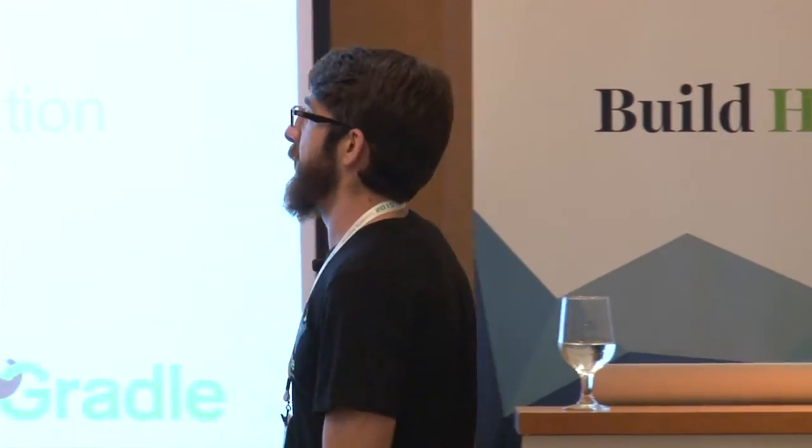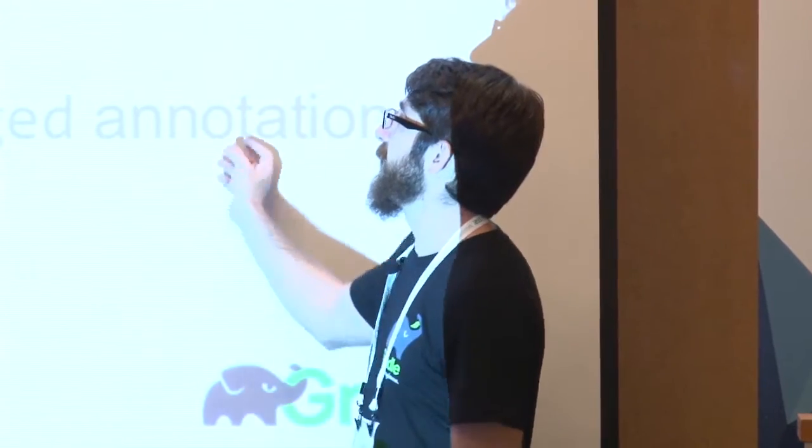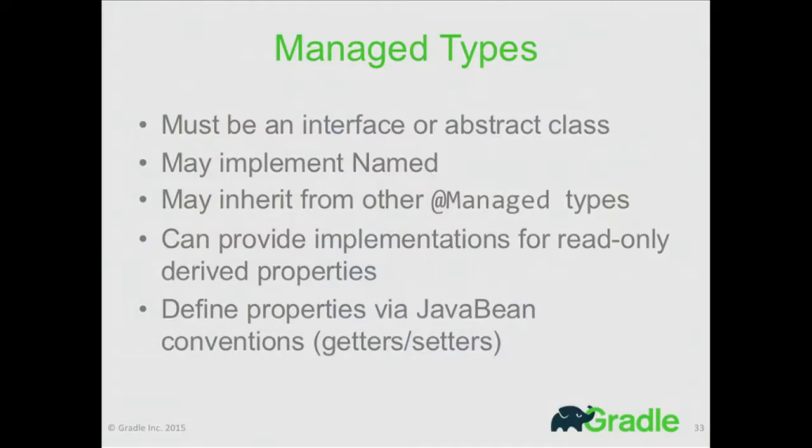Mainly the difference is that managed types are defined, and you just define the type using the managed annotation. There are some rules with that. A managed type must be an interface or an abstract class. It's kind of the whole point. We control the implementation for this type, so it can't be a concrete type. It can't be something you can instantiate. It may implement the Named interface, which is just a simple interface that defines a getter and setter for a property called name. And what that means is if you take that object and put it in a model map, we'll use the name property as the name of the model element.